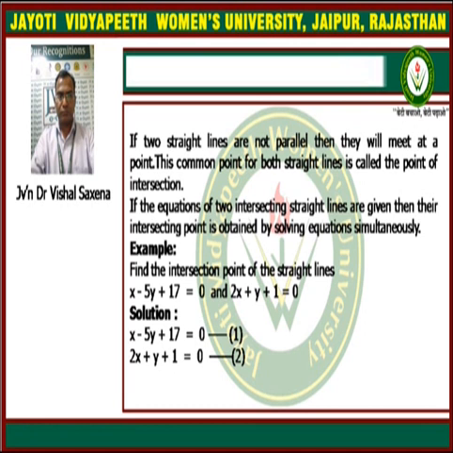One very common method is called the substitution method. We find the value of one variable. Suppose x can be determined from the first equation, and then we put this value of x from the first equation into the second equation, and we can solve it for the variable y. So y can be obtained from the second equation by putting the value of x from the first equation.